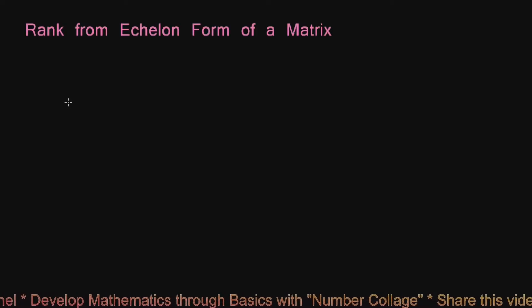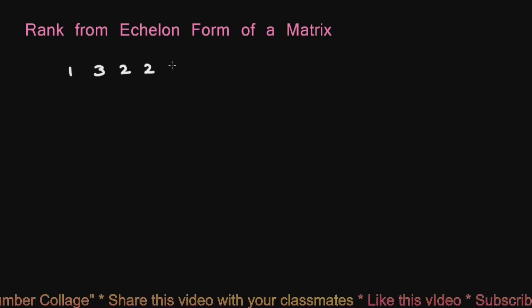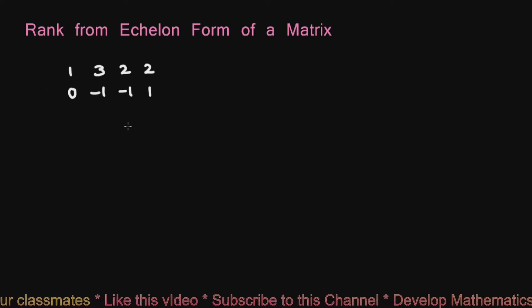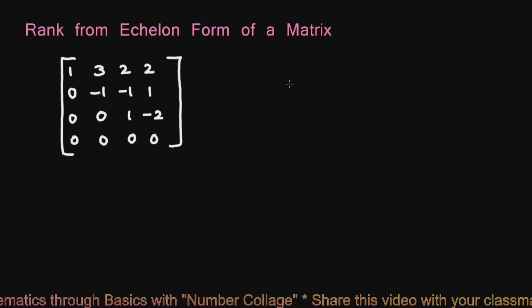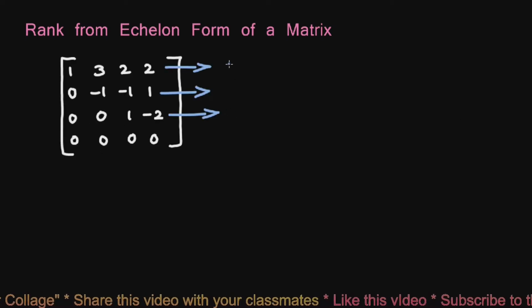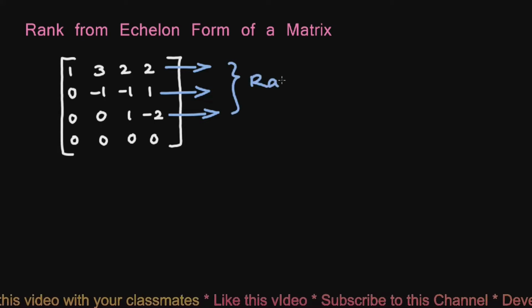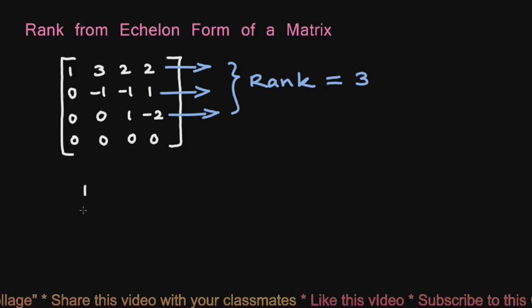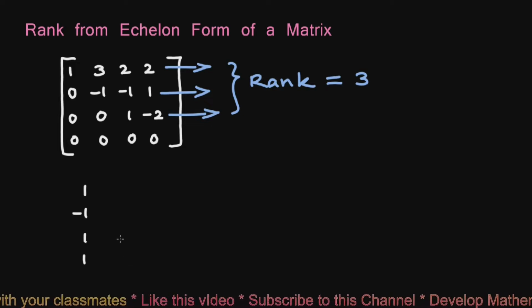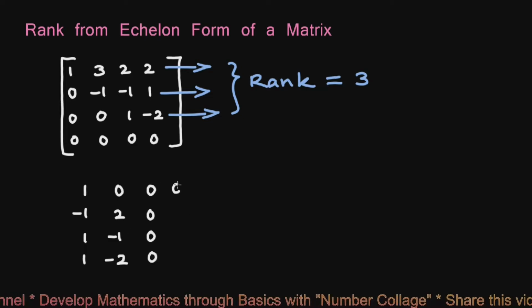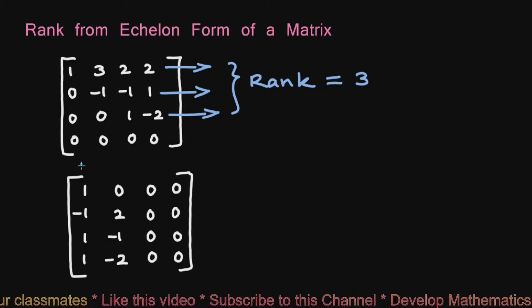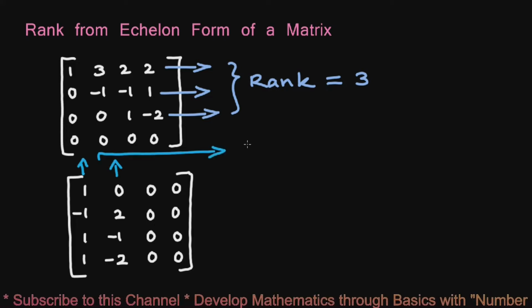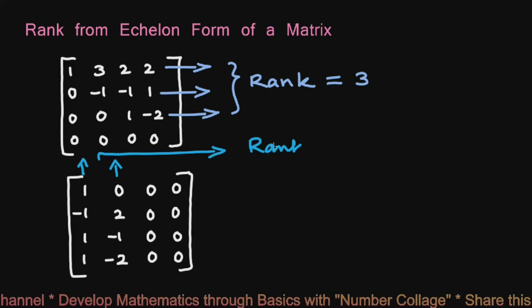We will see how to find the rank of a matrix from its echelon form. In the row echelon form of a matrix [1 3 2 2; 0 -1 -1 1; 0 0 1 -2; 0 0 0 0], there are 3 non-zero rows, therefore the rank of the matrix is 3. In the column echelon form of a matrix [1 -1 1 1; 0 2 -1 -2; 0 0 0 0; 0 0 0 0], here the number of non-zero columns is 2, hence the rank of the matrix is 2.